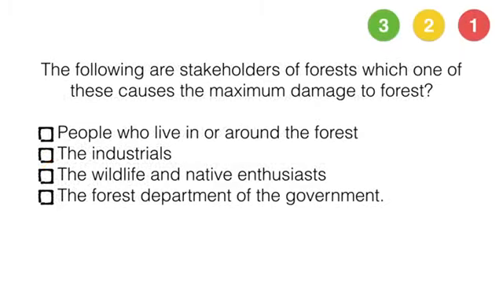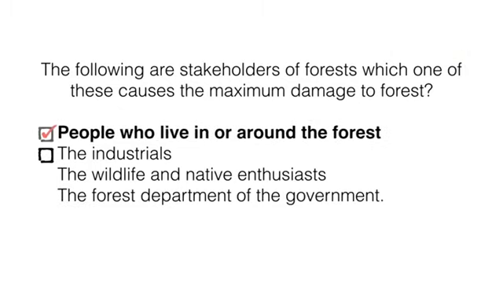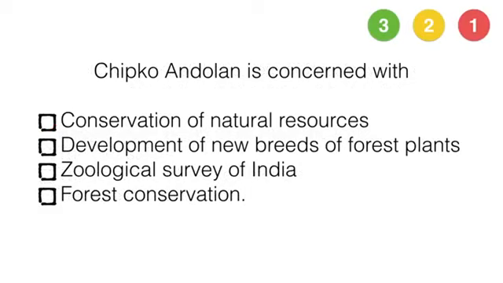The following are stakeholders of forest. Which one of these causes the maximum damage to forest? People who live in and around the forest, the industrialists, the wildlife and nature enthusiasts, the forest department of the government. Chipko Andolan is concerned with conservation of natural resources, development of new breeds of forest plants, Zoological Survey of India, or forest conservation.